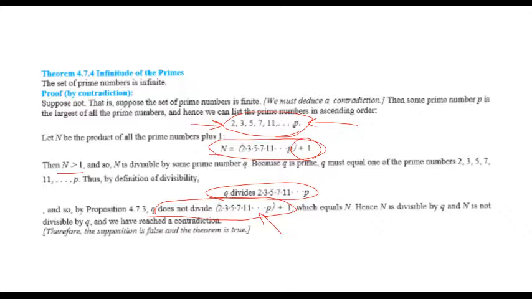So this product plus 1 was called n, right? So q does not divide n, but previously we assumed that n is divisible by that q. That's how we defined q. So in one sentence we said n is divisible by q and in another sentence we said n is not divisible by q. So these two lead us to a contradiction, and as a result we conclude that we have proved theorem 4.7.4.